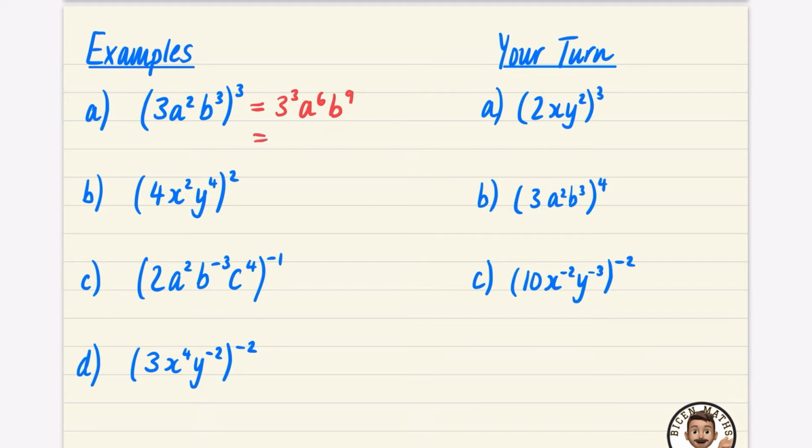So what we need to do is 3 cubed, and 3 times 3 times 3 is 27. So it's 27, a to the power of 6, b to the power of 9.